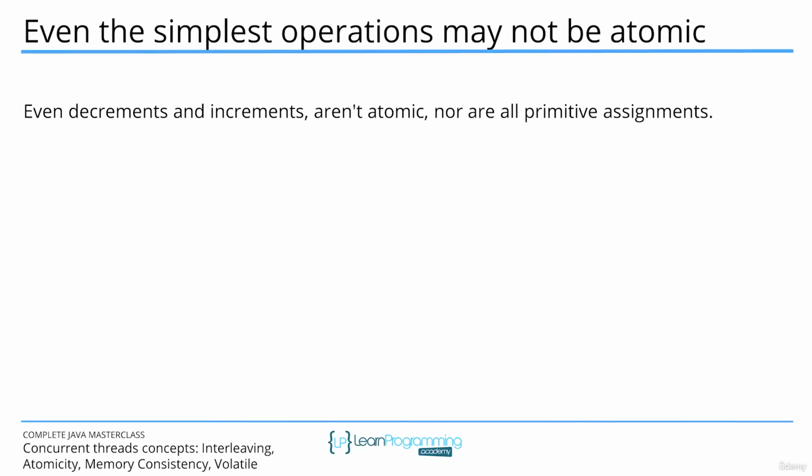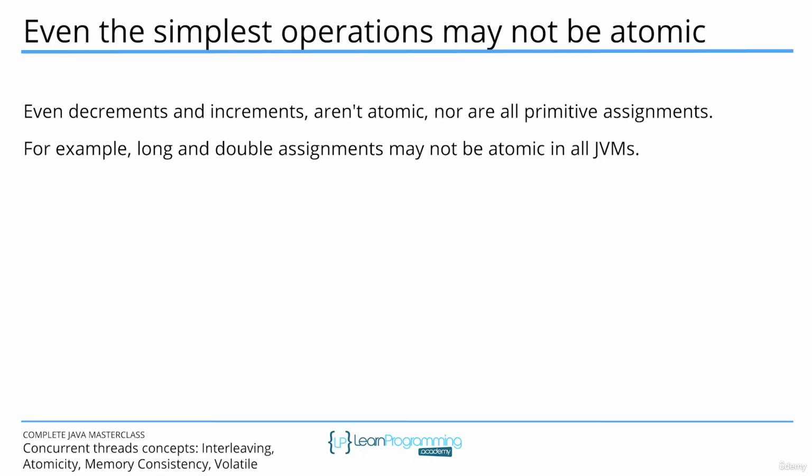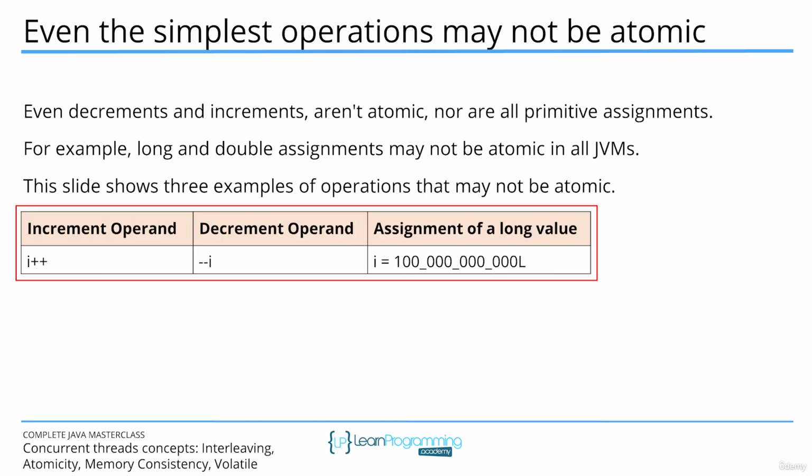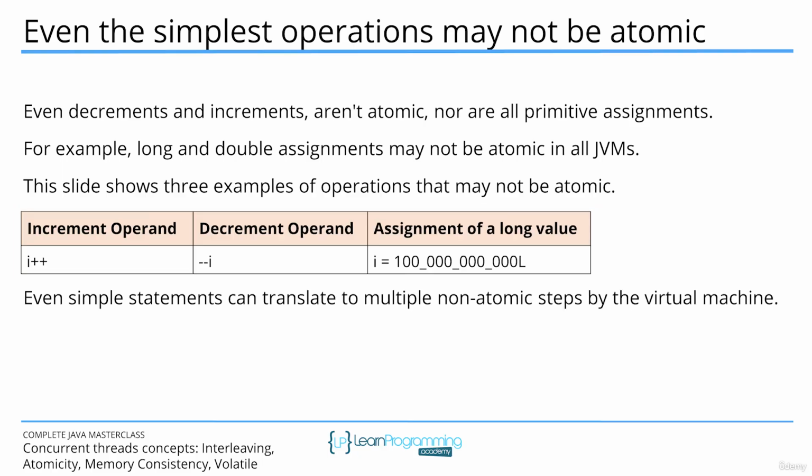Even the simplest operations, like some decrements and increments, aren't atomic, nor are all primitive assignments. For example, long and double assignments may not be atomic in all JVMs. This slide shows 3 examples of operations that may not be atomic. In other words, even simple statements can translate to multiple non-atomic steps by the virtual machine, which opens the door to interleaving threads.